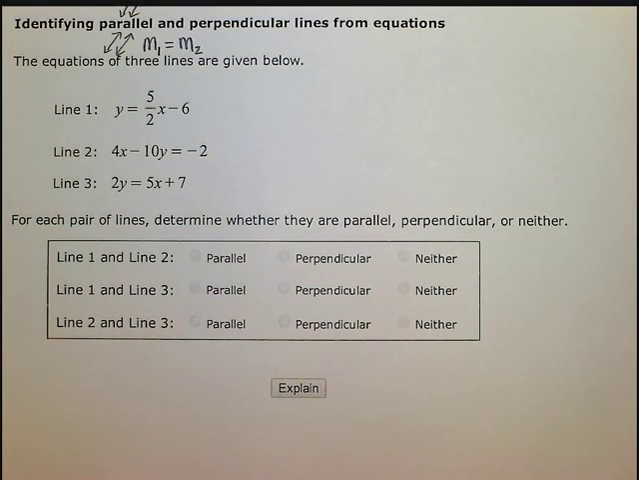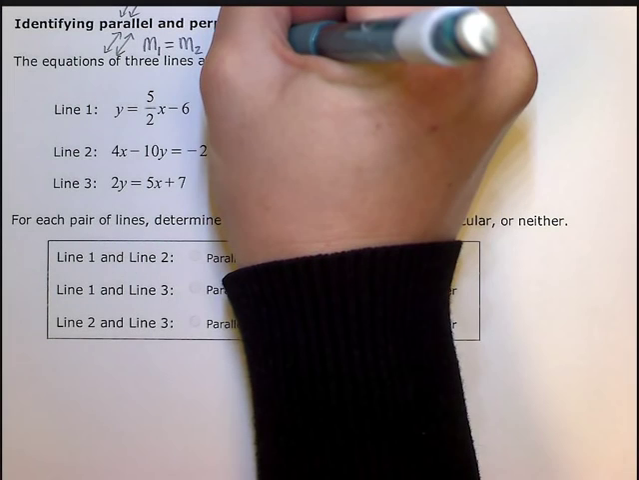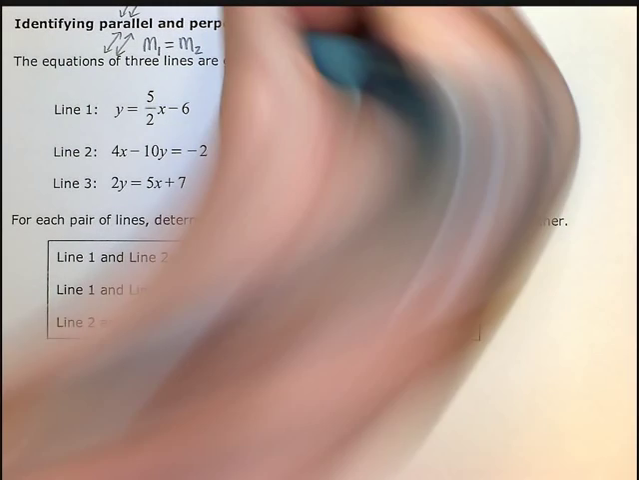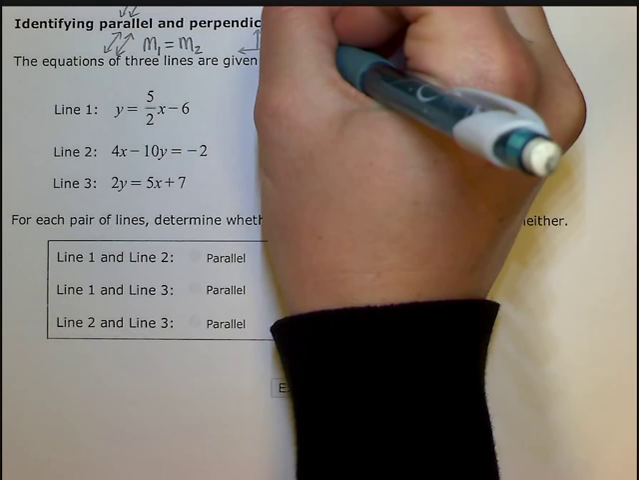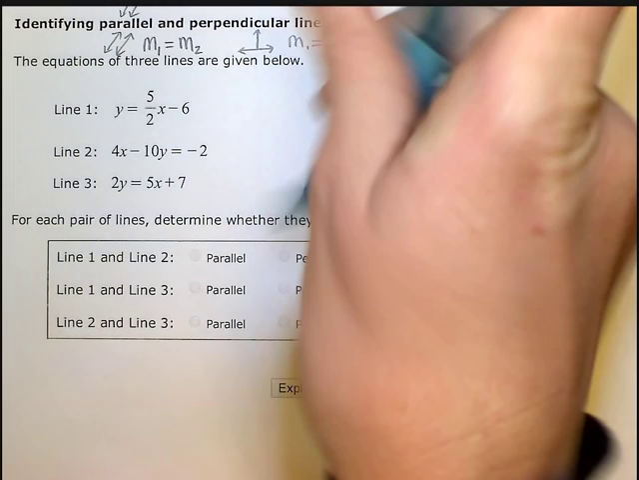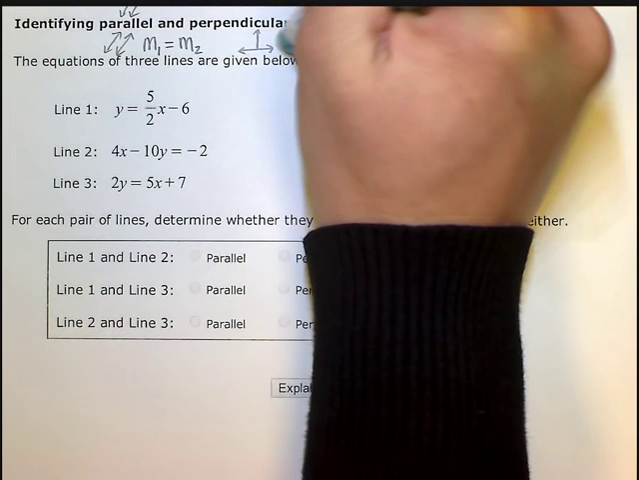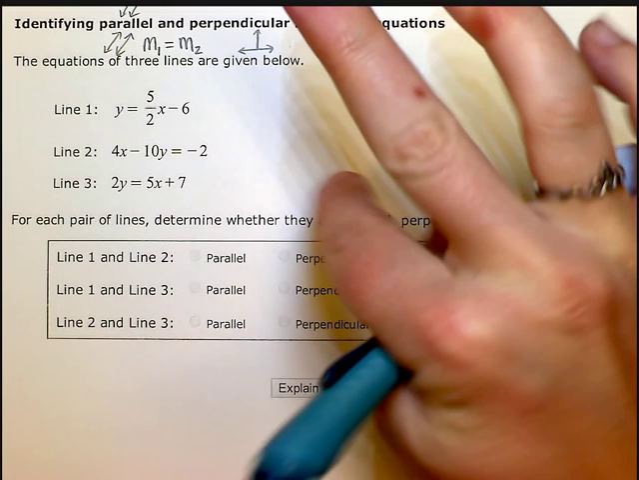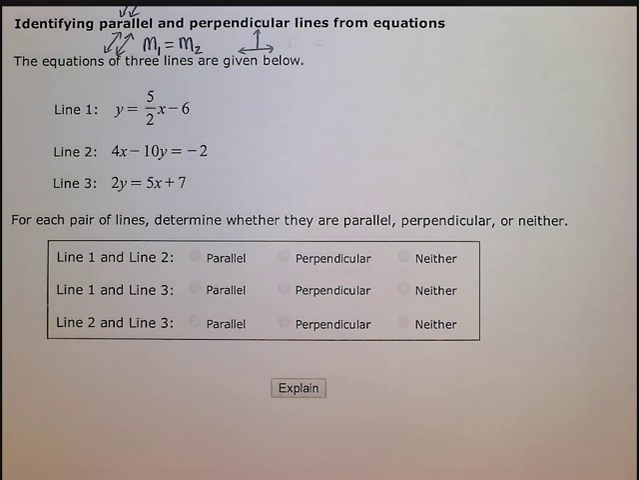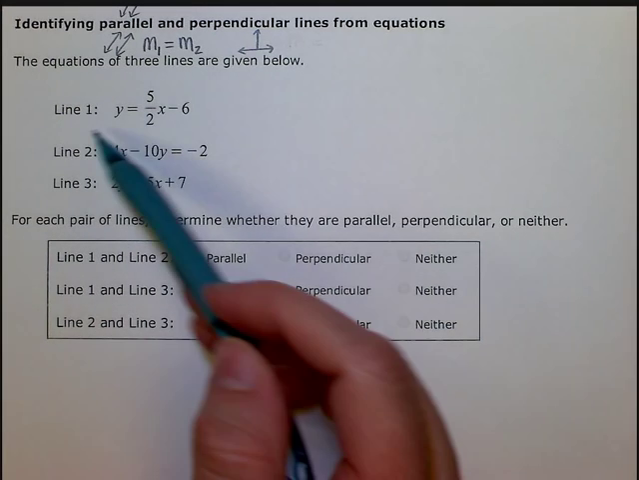But perpendicular lines, which means lines at right angles, those slopes are different. In fact, they're opposite reciprocals. So the fraction flips and it becomes opposite. So if it's positive, then it's a negative. If it's a negative, then it's positive. So I need to look at the slopes of each of my lines here.